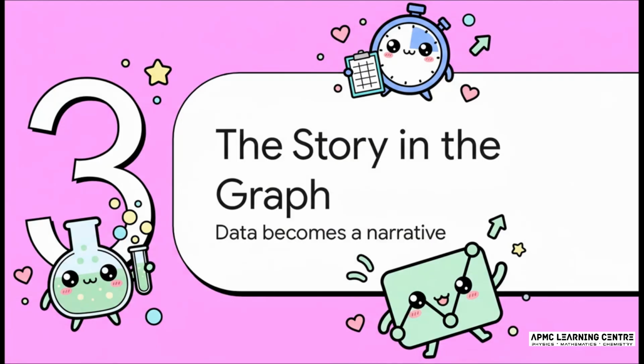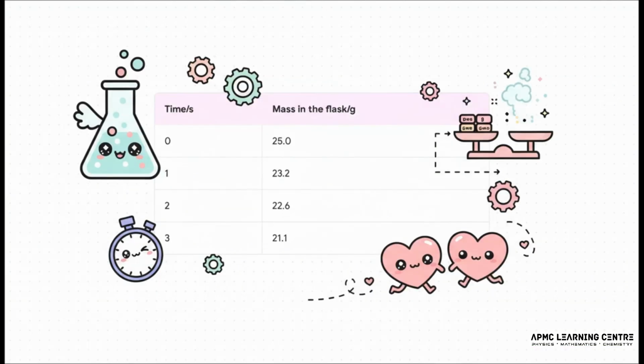Easy. Okay, so we've run our experiment, and now we've just got a list of numbers, mass at different times or volume at different times. That's great, but how do we make sense of it? Well, we draw a graph. This is where the raw data turns into a story, a visual story of our reaction. So let's imagine we did that mass loss experiment. Our data might look something like this. At time 0, we started with 25 grams.